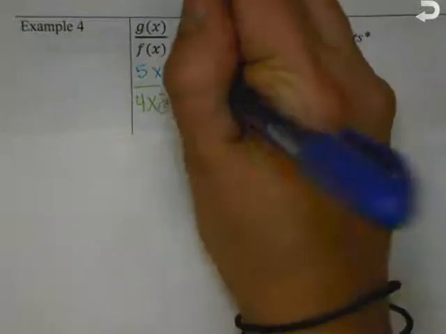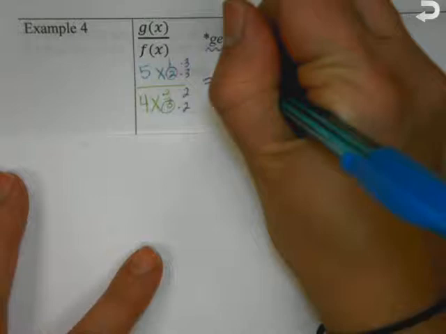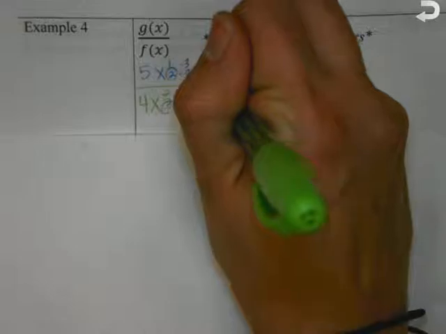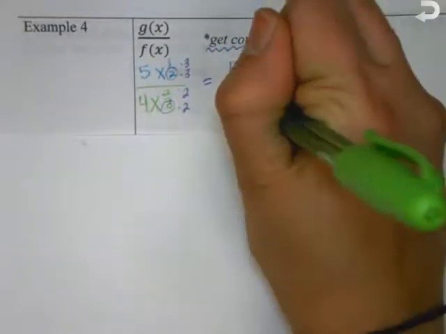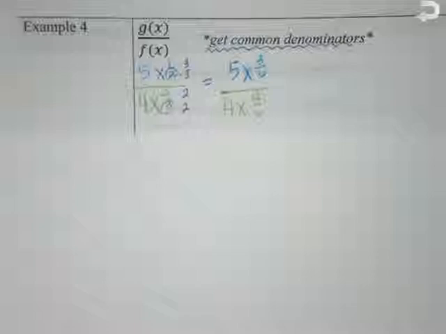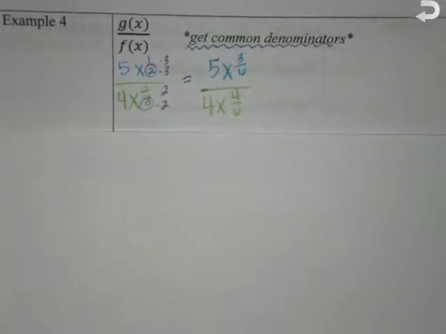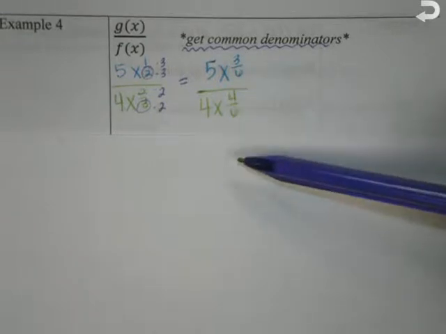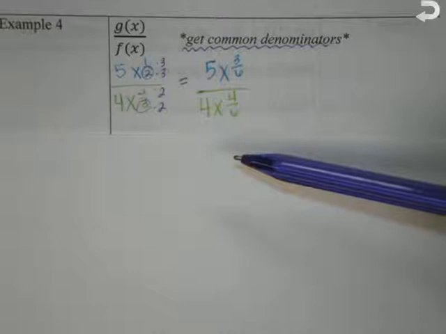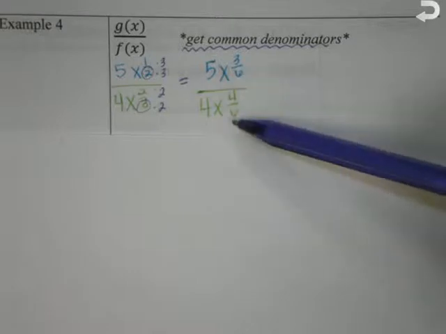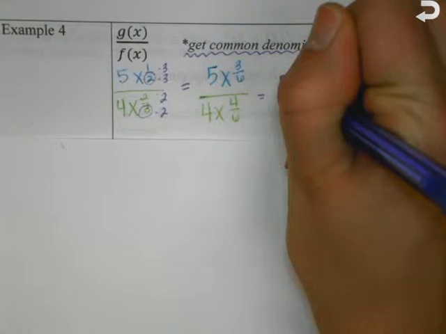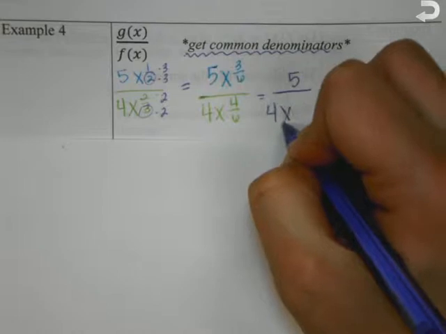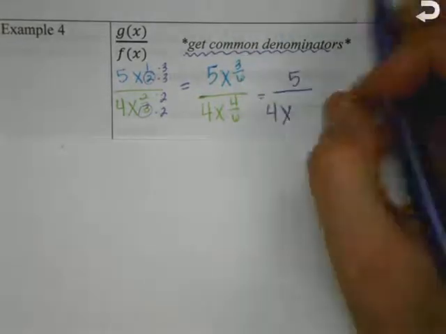So that's going to give me on top 5x to the 3 over 6, over 4x to the 4 over 6. Where is my exponent going to end up, in the numerator or the denominator? The denominator. Why? Because it's bigger. So the 5 stays on top, and on bottom we have 4x to the 4/6 minus 3/6, which gives me 1/6.